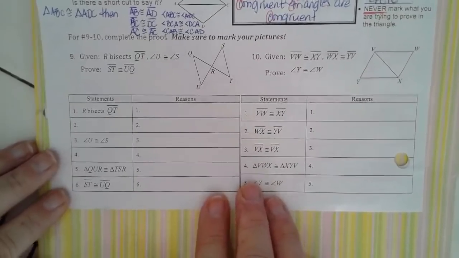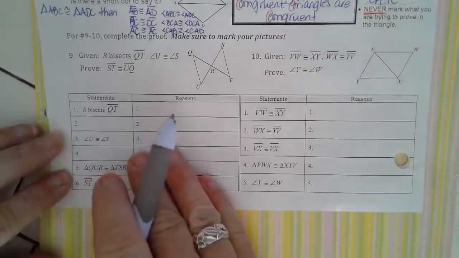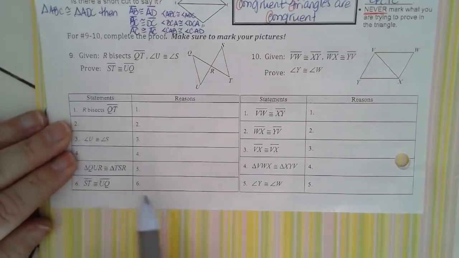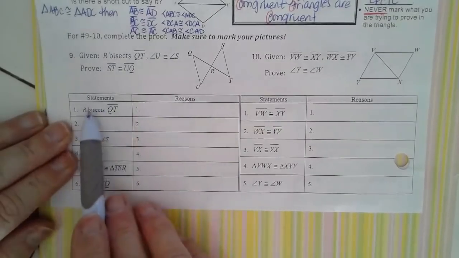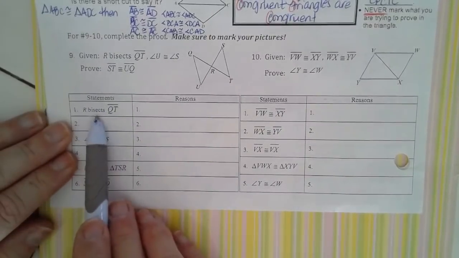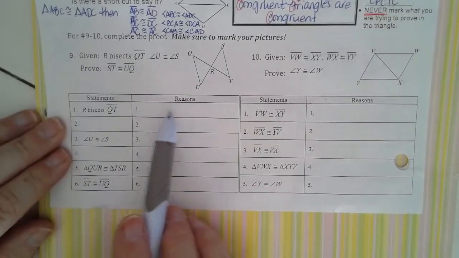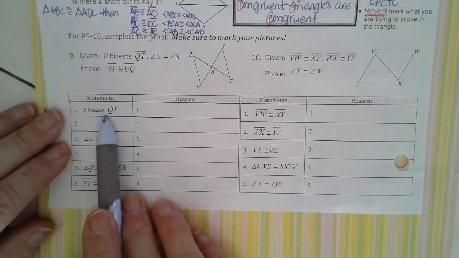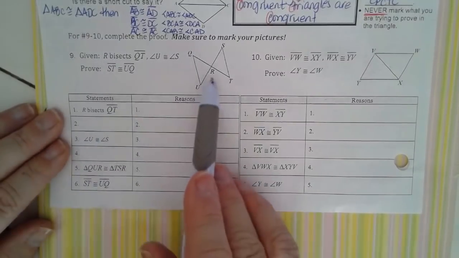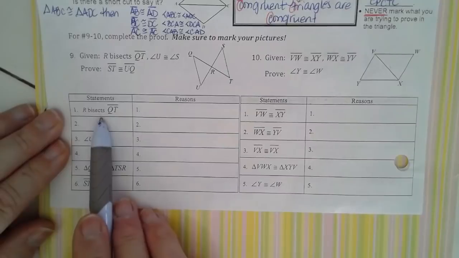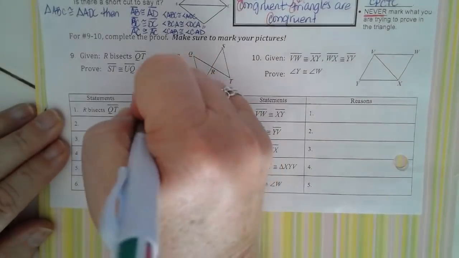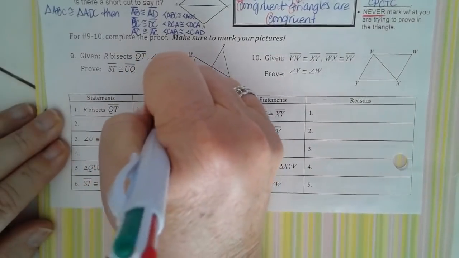So here we go. In this particular picture, we're always going to start out our proofs with statements and reasons, statements and reasons. This is what you're stating. This is the reason why. You do not ever mark your picture until you've made your statement. So R bisects QT. How do we know that? Because it gives us that, which means it's given.